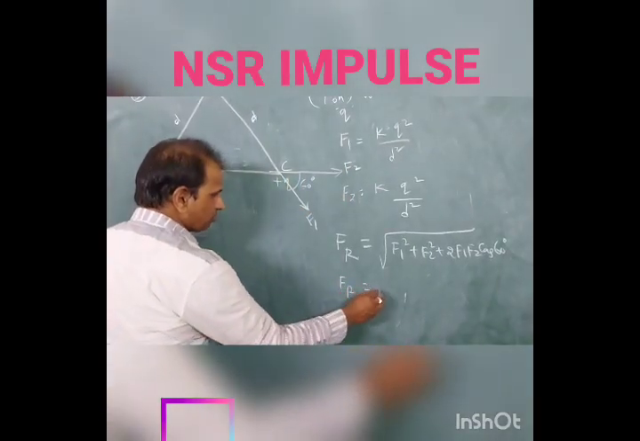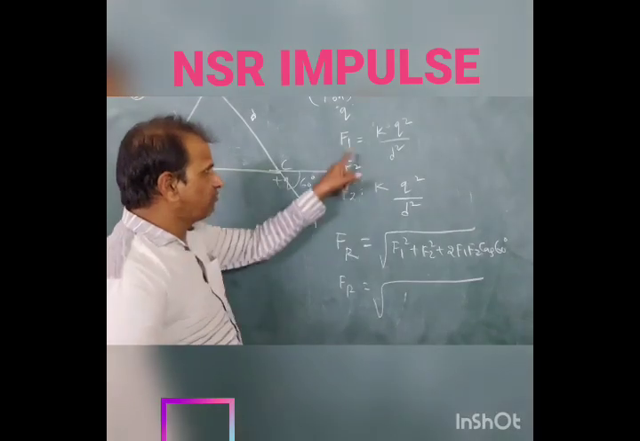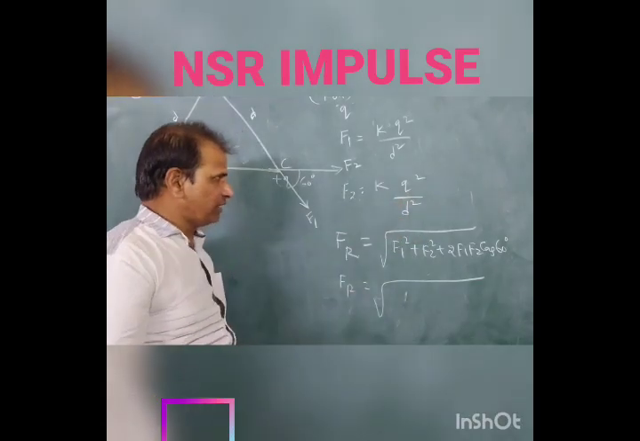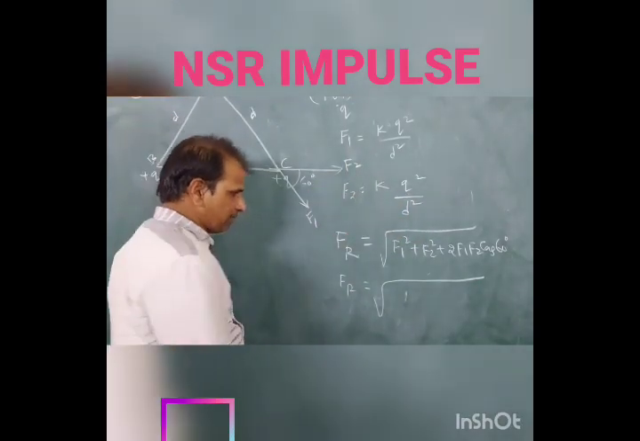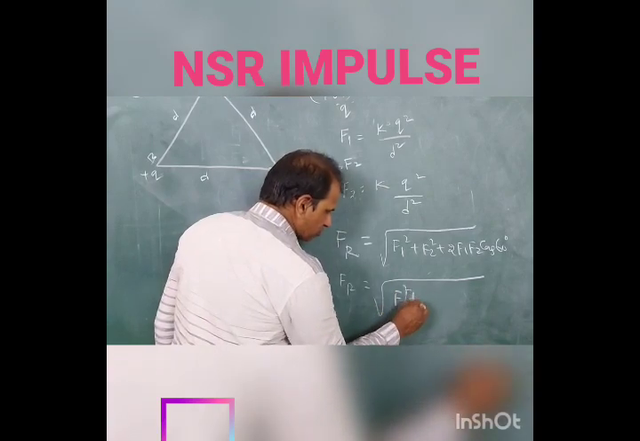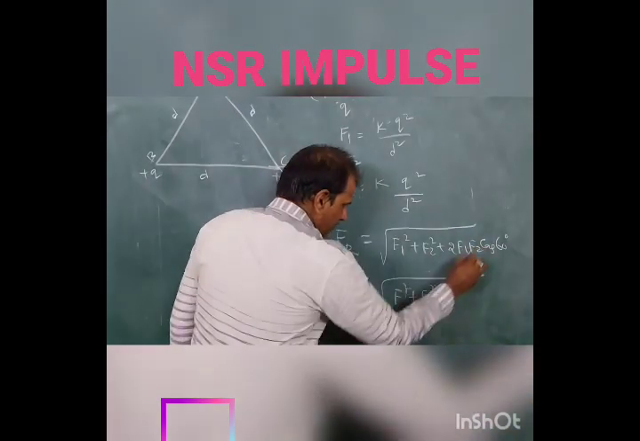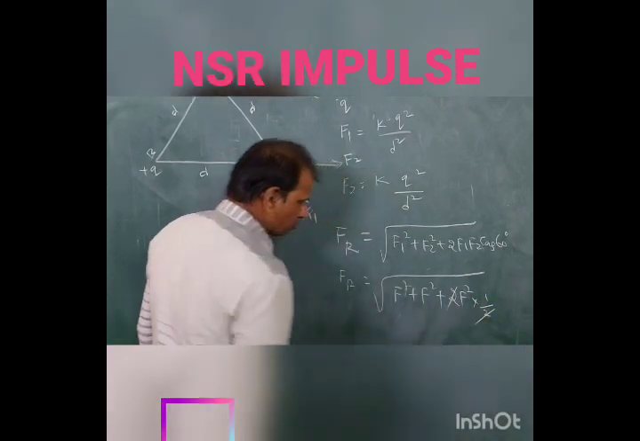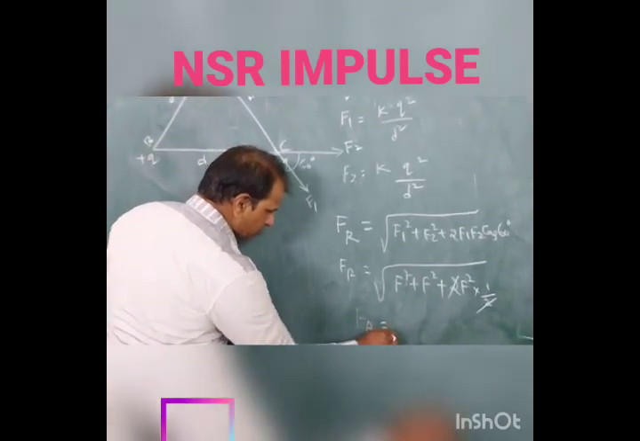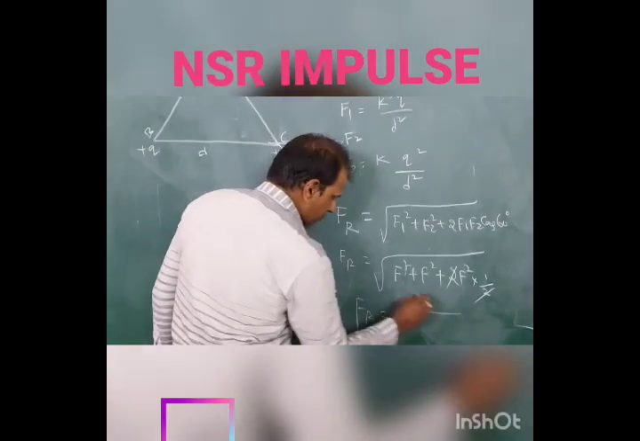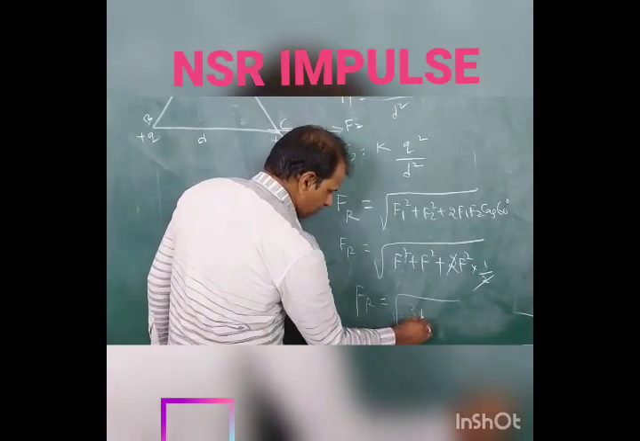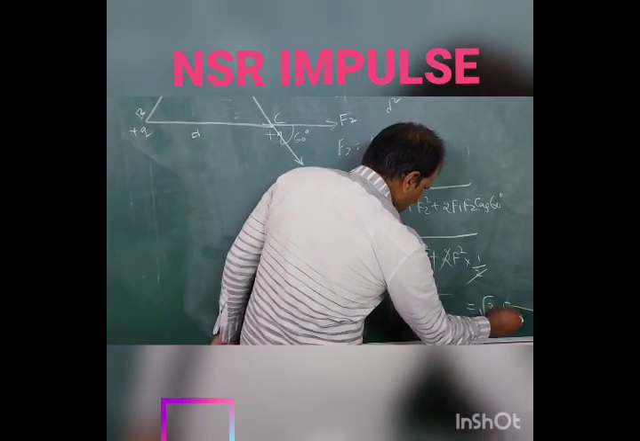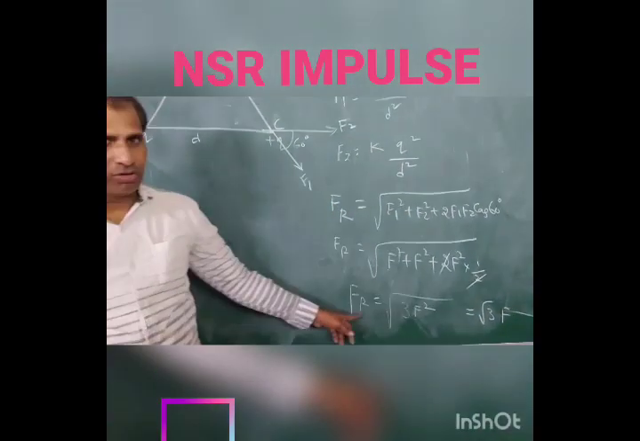So Fr is equal to, you know what the F1 value is? Kq square by d square. F2 value is also Kq square by d square. That means F1 and F2 are the same. So you can write this as F square plus F square plus 2F square cos 60, which is 1 by 2. 2 got cancelled. Resultant force is equal to the square root of F square plus F square plus F square, which is equal to 3F square, which is root 3 F.